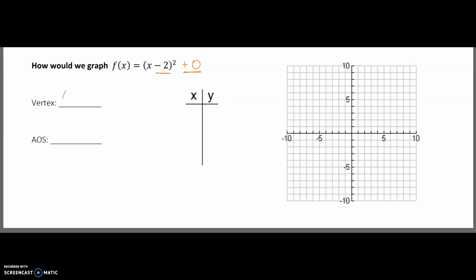So the opposite of h will change that -2 to a +2, and the same of k will keep that at 0. My axis of symmetry again runs through my x value, which is x equals 2. And now I want to go ahead and create my xy table. You can go ahead and pause the video now, create your table, and graph your parabola. After completing the xy chart and graphing my parabola, your final answer should look something like this.